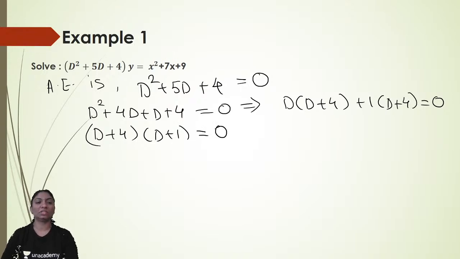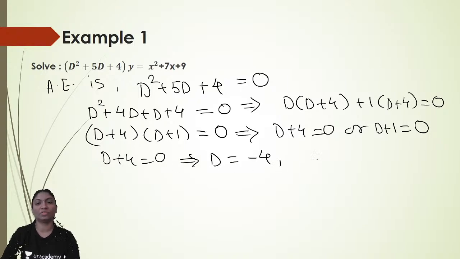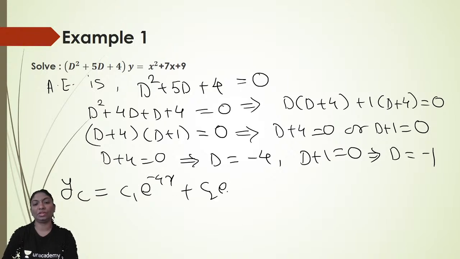Which implies D plus 4 is equal to 0 or D plus 1 is equal to 0. So D plus 4 is equal to 0 implies D is equal to minus 4, and D plus 1 is equal to 0 implies D is equal to minus 1. Now the roots D is equal to minus 4 and D is equal to minus 1 are real and distinct. Therefore, we can write yc as c1 e raised to minus 4x plus c2 e raised to minus x. Now we will find out yp.